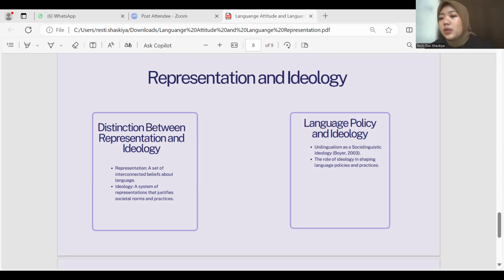Unilingualism as a sociolinguistic ideology is the belief that a society should have only one official language. This ideology can lead to policies that promote only one language, often ignoring or neglecting other languages spoken in the community. The role of ideology in shaping language policy and practice: ideology influences how governments create language policies, such as deciding which languages are taught in school or used in official settings. These policies can either promote language diversity or favor a single dominant language based on the underlying ideological beliefs about language in society.